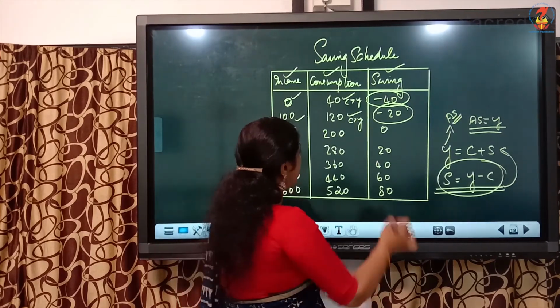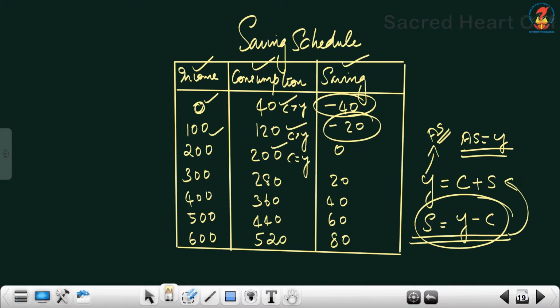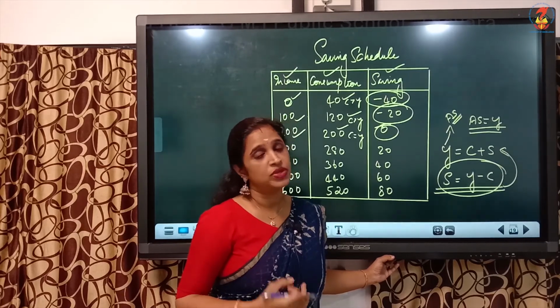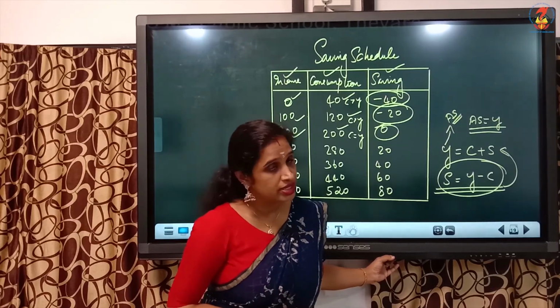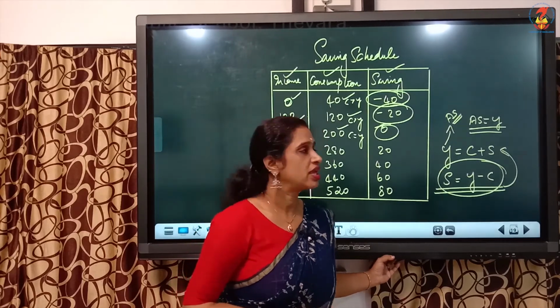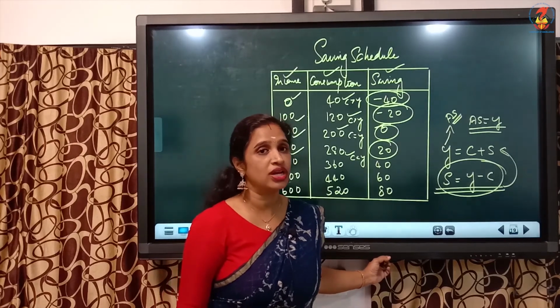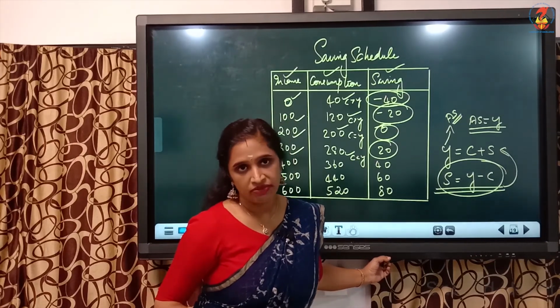Now comes the next value where C is equal to Y, 200 is equal to 200, therefore saving is equal to 0. That means whatever the people are getting as income, the same is used for consumption. Y is equal to C, therefore there is no saving. Saving is 0. Now next comes the consumption as 280 and income as 300. Here C is less than Y, therefore saving arises as 20, because a part of their income after a particular level will be used for savings.